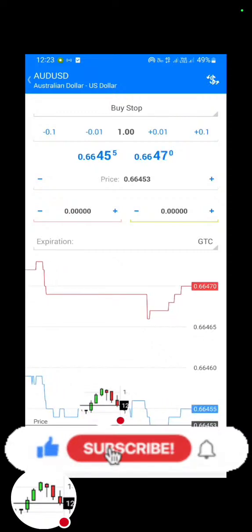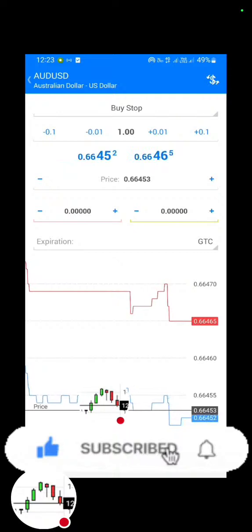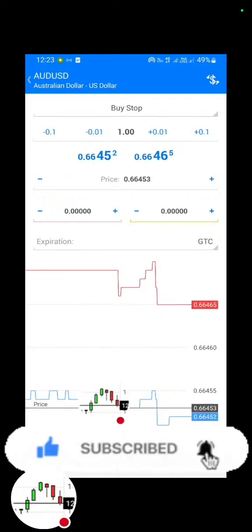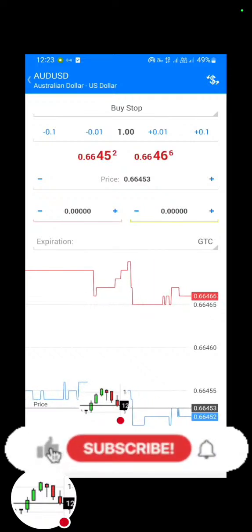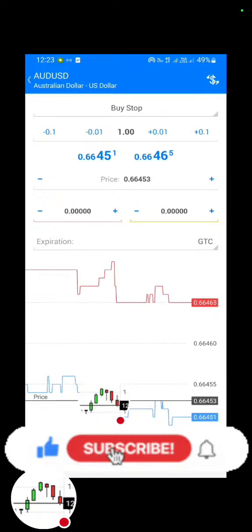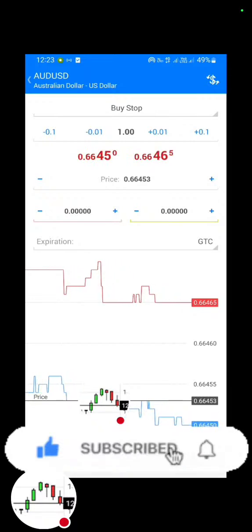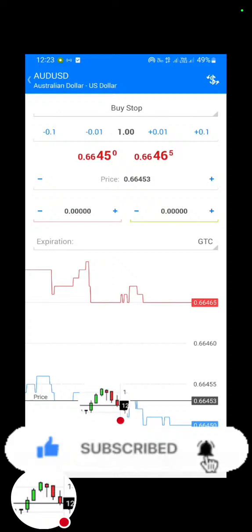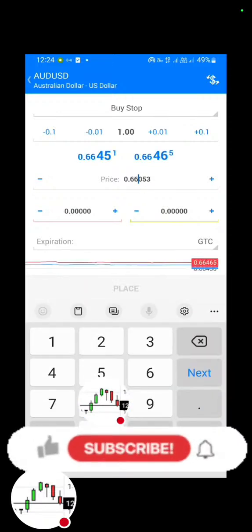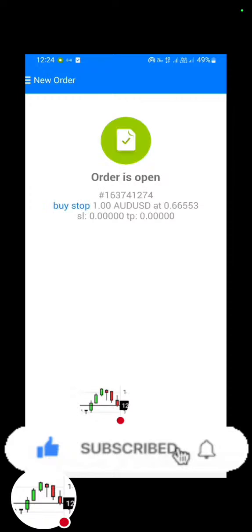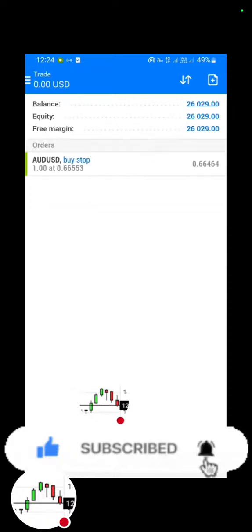You are going to add 100 to the price, let's say it's 400, and the last 3 numbers in this price are 453. So you add 100, and it's going to be 553. You can see on the screen. So you place your order.